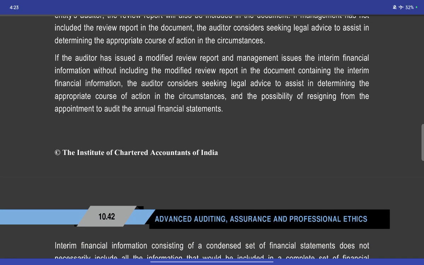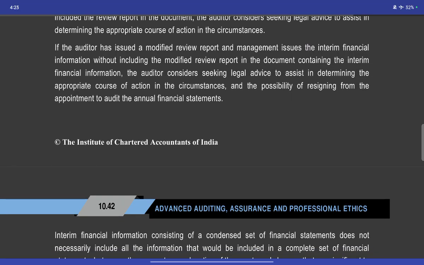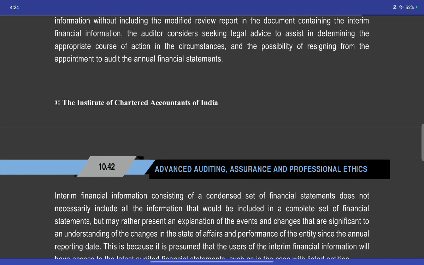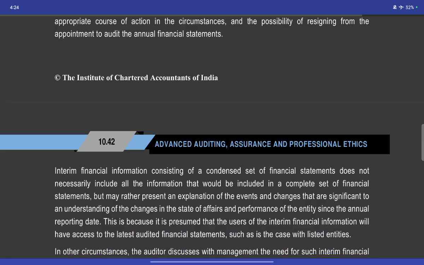If the auditor has issued a modified review report and the management issues interim financial information without including the modified review report in the document containing the interim financial information, the auditor considers seeking legal advice to assess and determine the appropriate course of action, and the possibility of resigning from the appointment to audit the annual financial information.